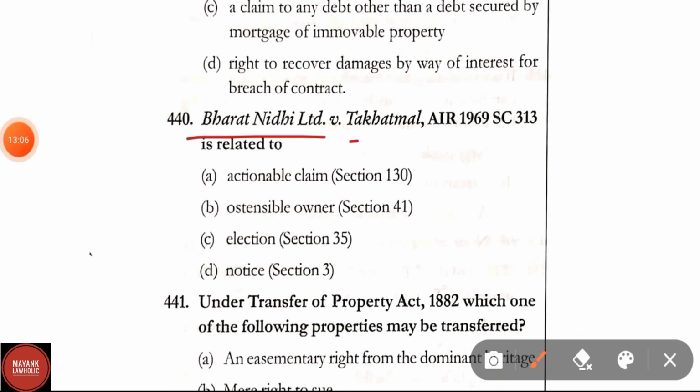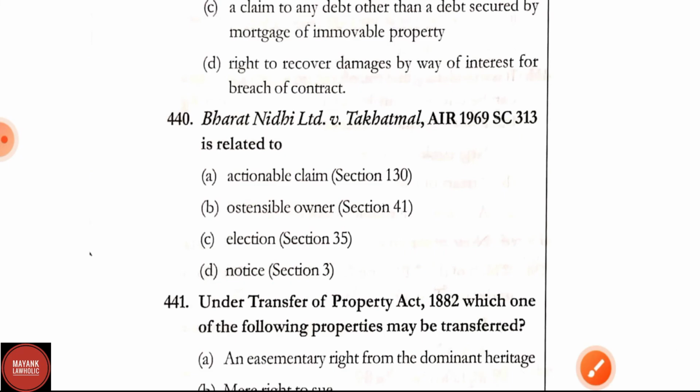Question number 440. Bharat Nidhi Limited versus Takht Mahal AIR 1969 is related to option A actionable claim section 130, ostensible owner section 41, election section 35, notice section 3. Here correct answer is option A, actionable claim section 130.